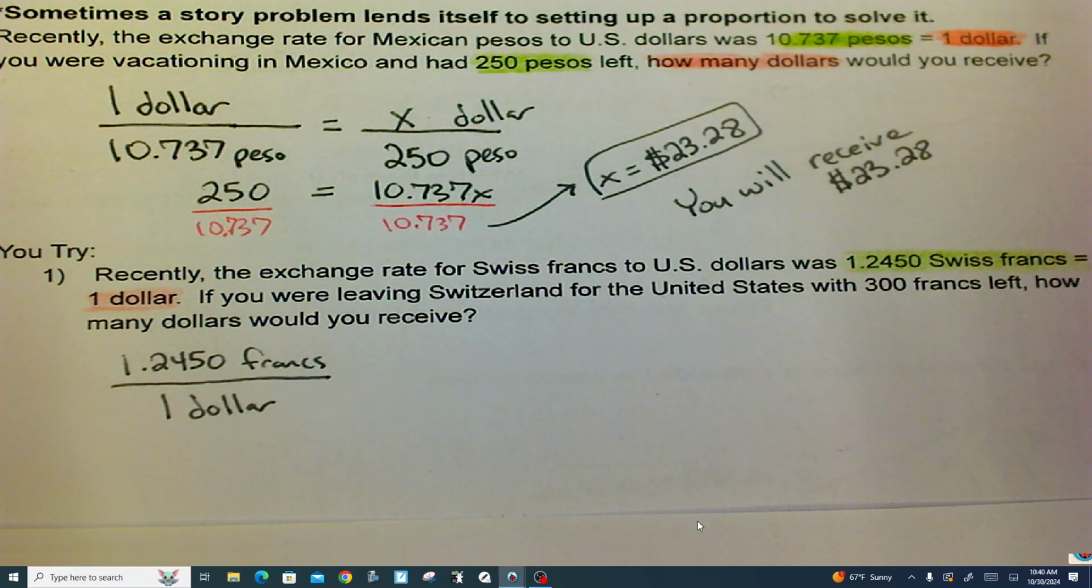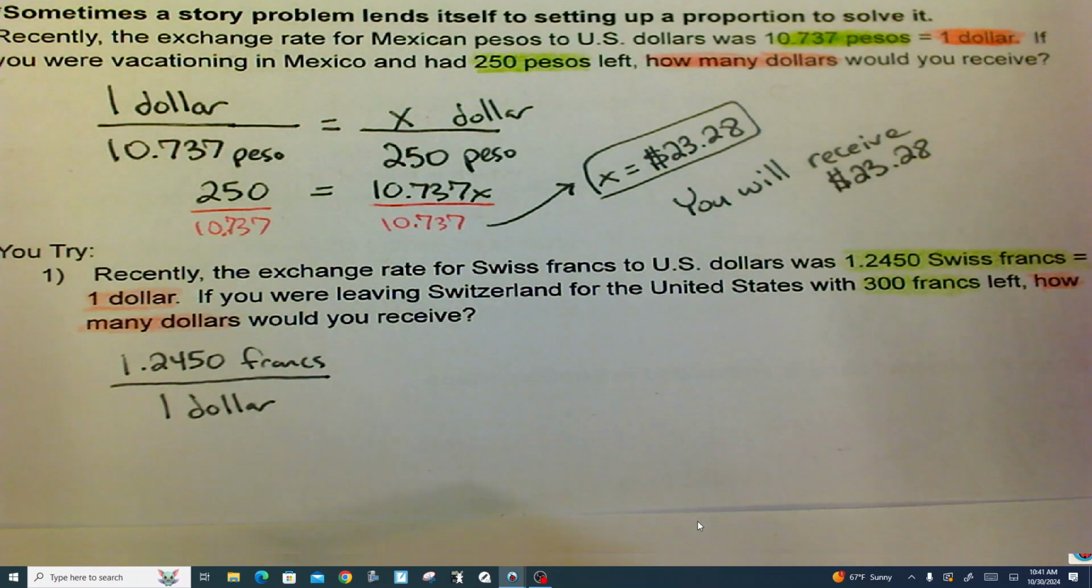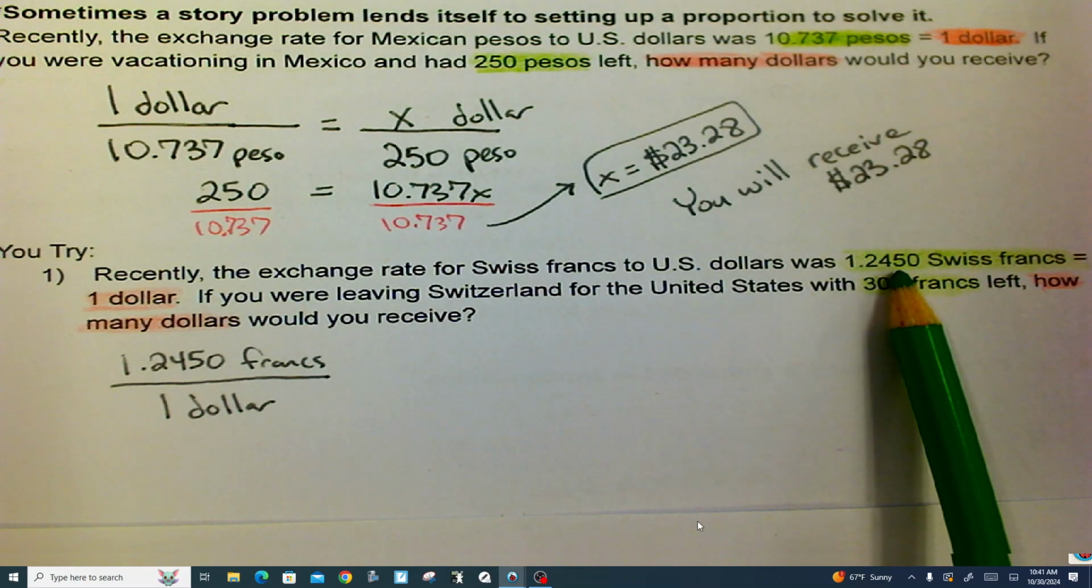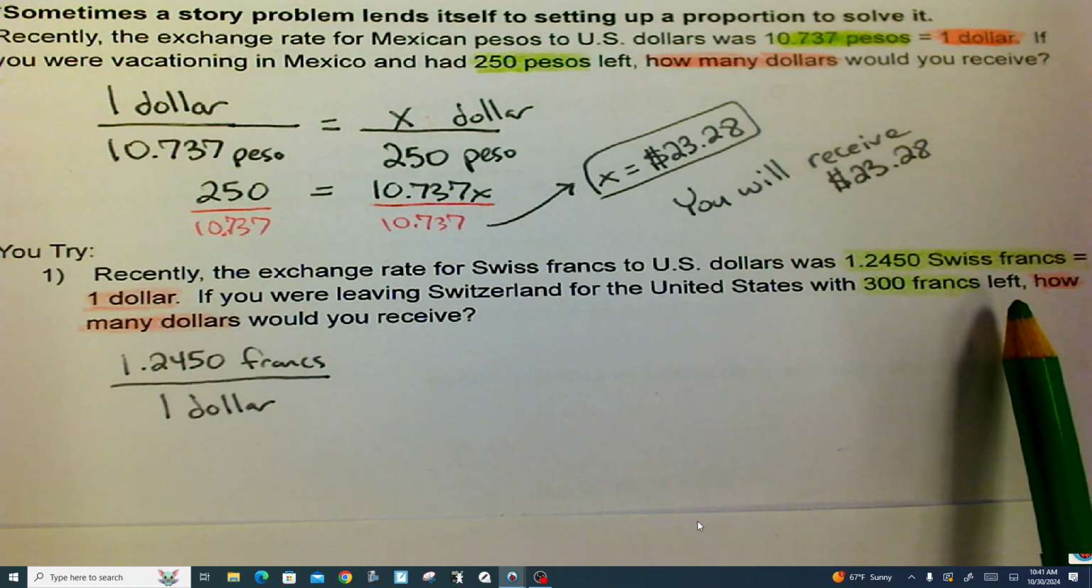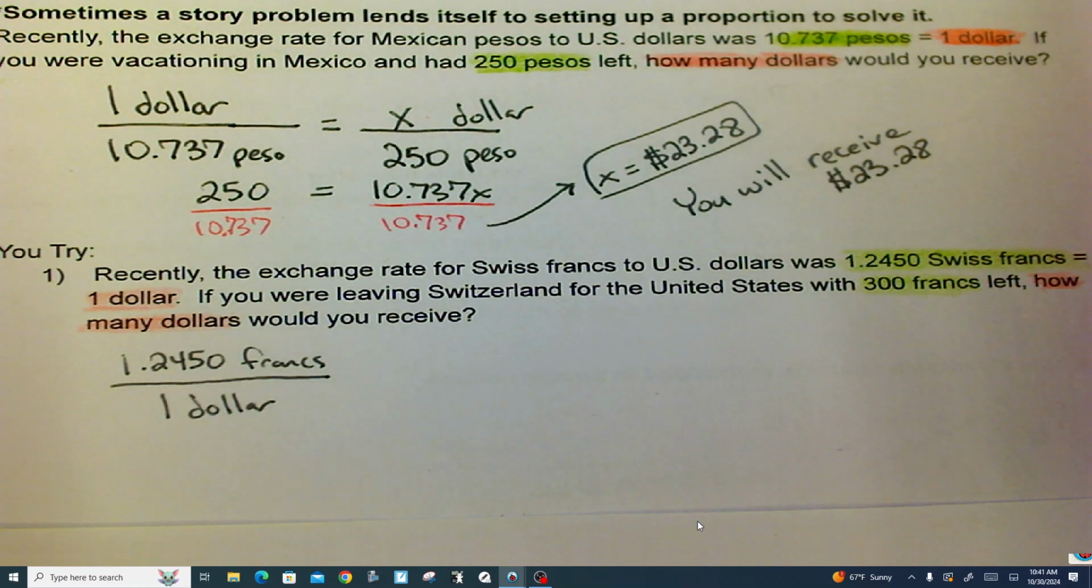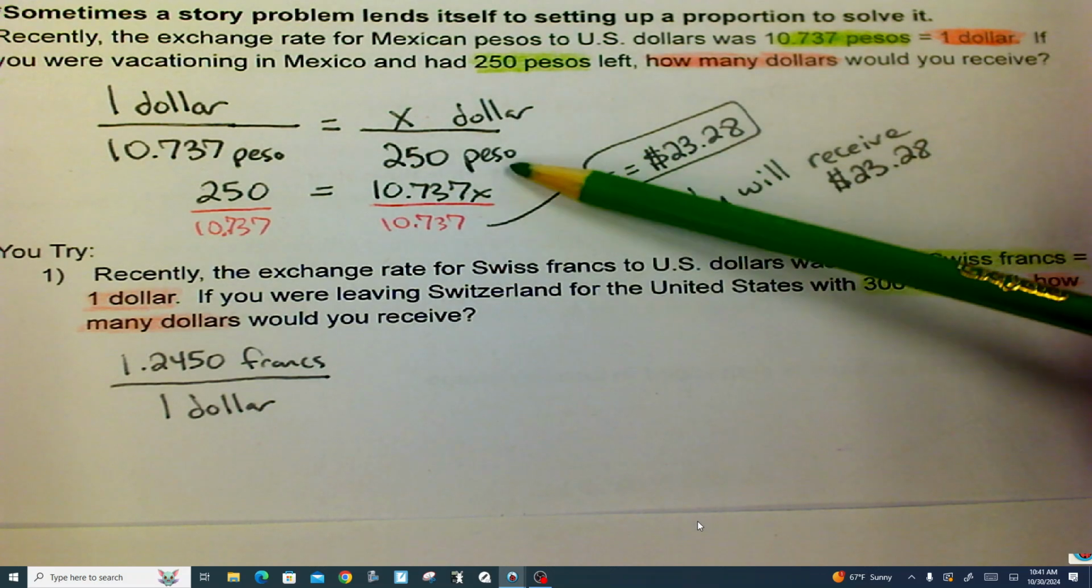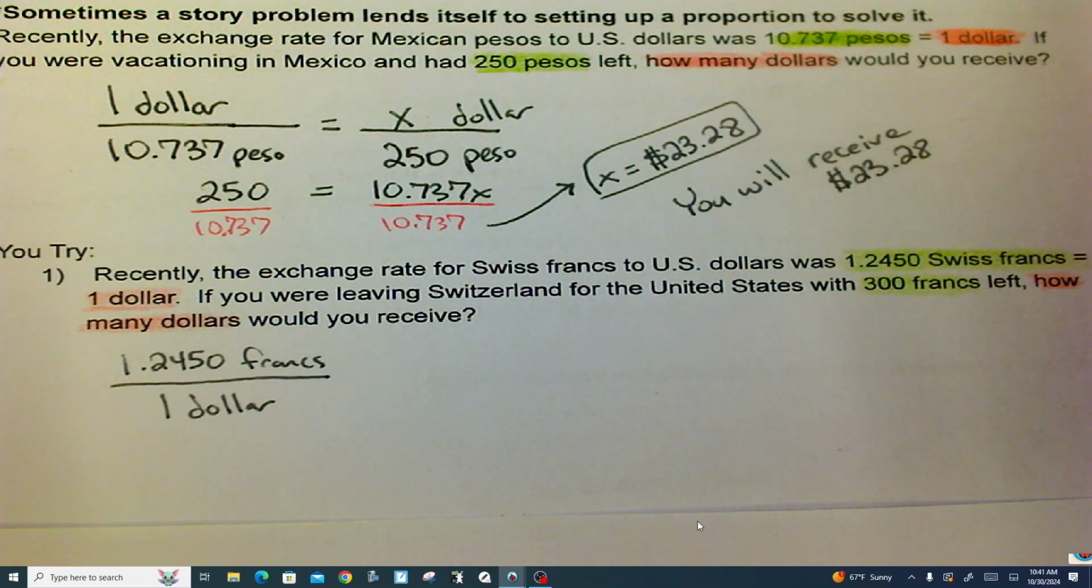So let's go highlight our numbers that they give us in the labels. So the 300 francs, that matches up with that 1.2450 Swiss francs. It's the same thing, okay? And then how many dollars? Wouldn't that be like X dollars, just like we had up here in this previous problem, right?